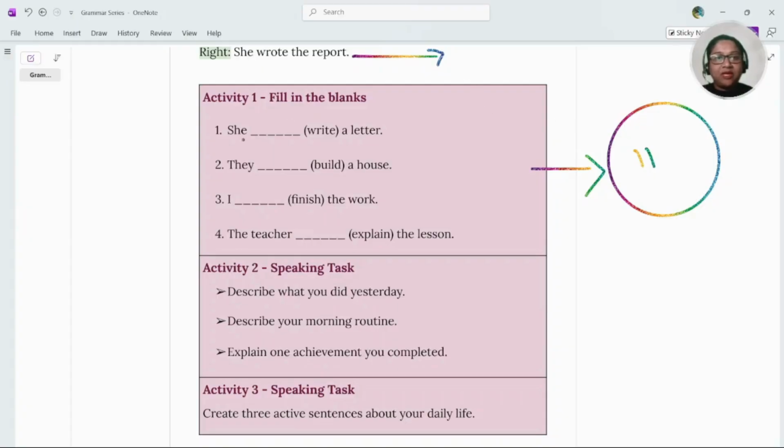Okay, so she dash. She just kind of fill in these blanks. She fill this blank a letter. They fill this blank a house. I again the same drill. The work. Okay, the teacher dash the lesson. This one is already done earlier. So this, I think you know the answer to this.